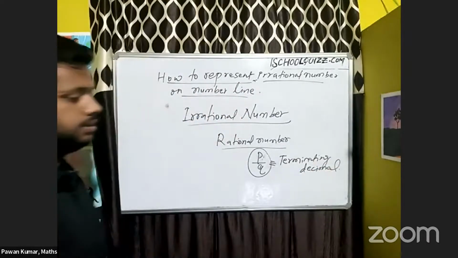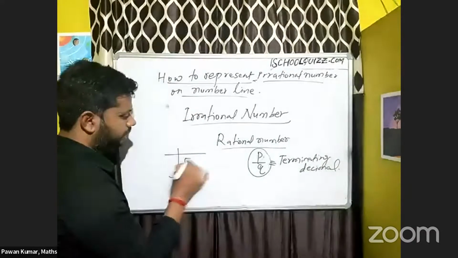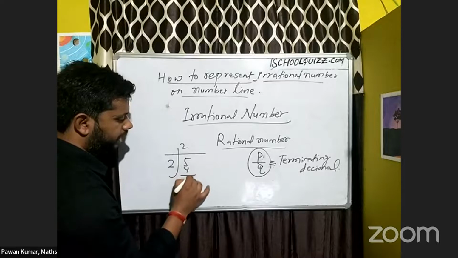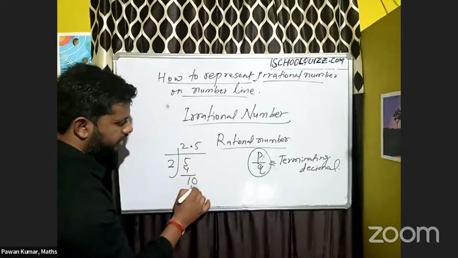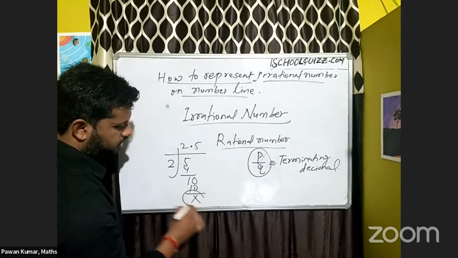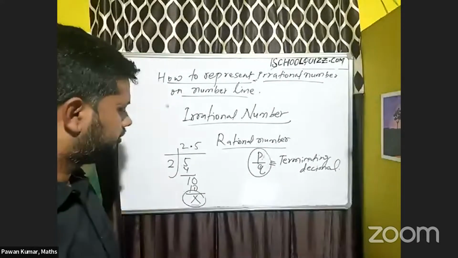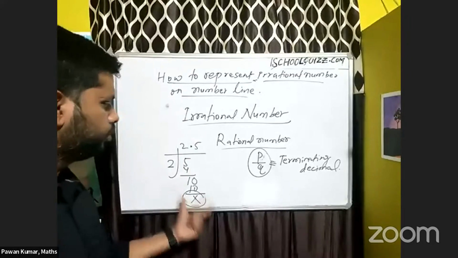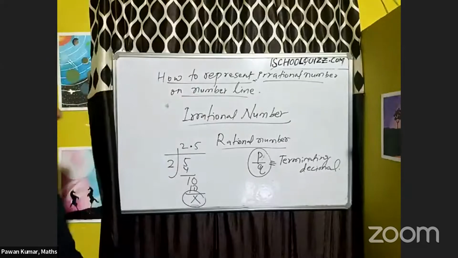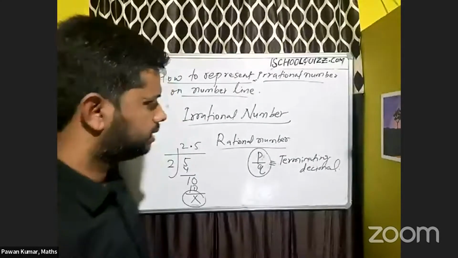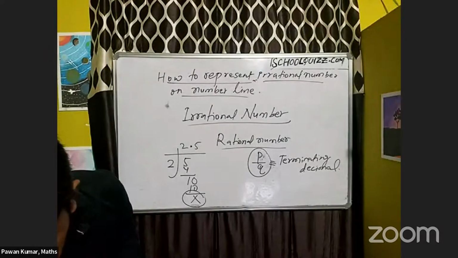What is a terminating decimal? Suppose I'm dividing 5 by 2. 2 fours are 8, 1 remains. If I put a decimal here, I can put 0, 2 fives are 10. After certain steps, if the division ends, then we can call it a terminating decimal.